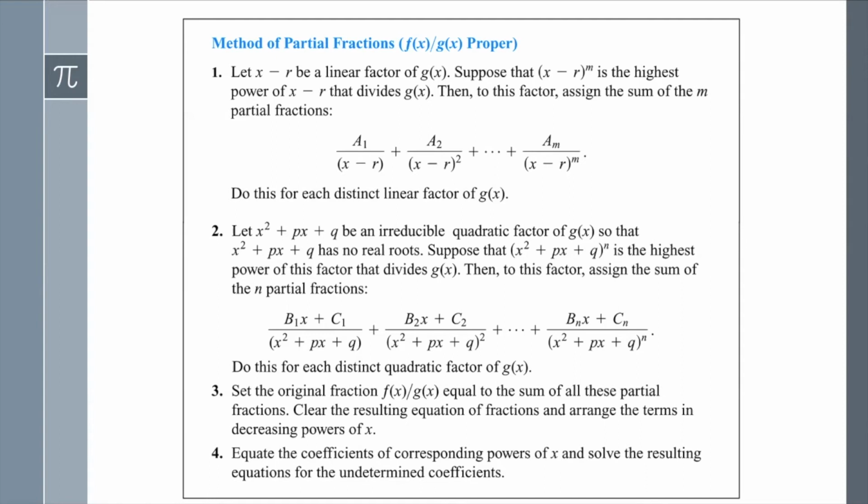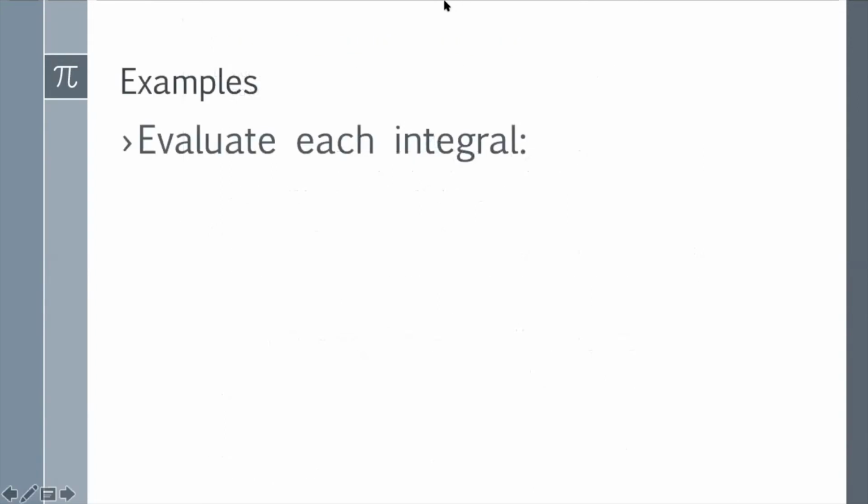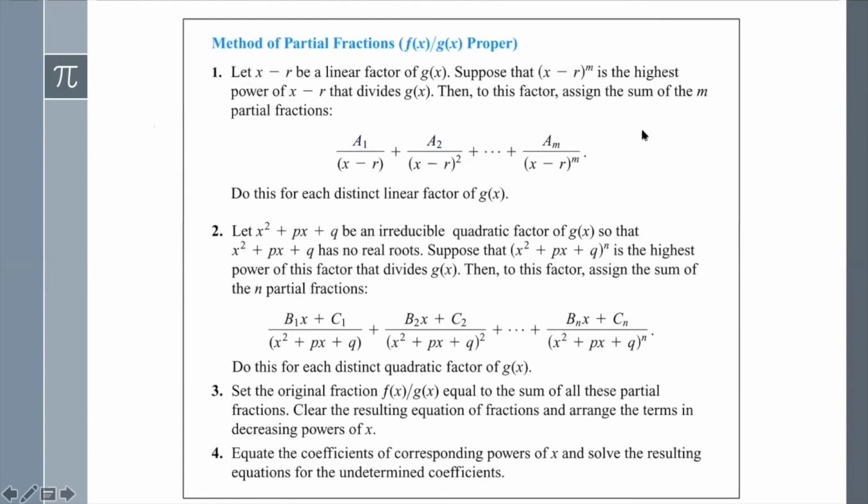Okay. Now steps 1 and 2 are what I'm going to translate into English for you, and I think I'll just go ahead and do that. I've done that on the tablet, so let's look at the tablet.